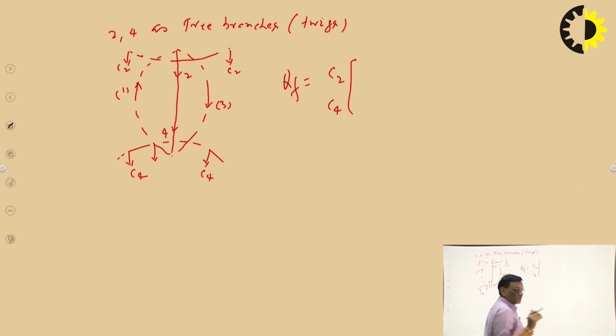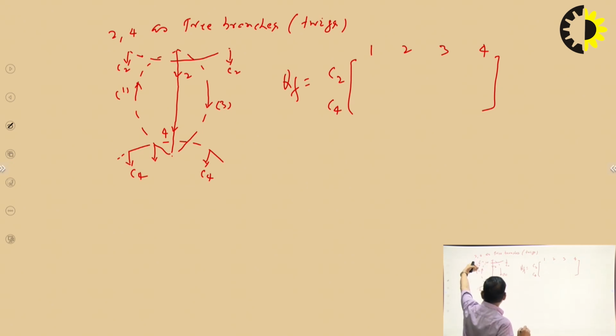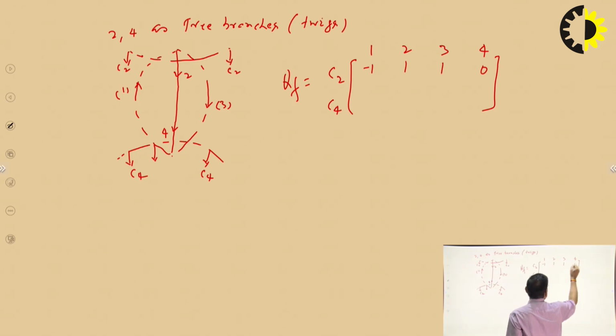The number of rows in a fundamental cut set matrix is equal to the number of fundamental cut sets. There are 2 fundamental cut sets, so 2 rows, and the number of columns will be equal to the number of branches. So there are 4 branches. Now C2. C2 is a combination of 1, 2 and 3, and we know that the orientation of 1 is just opposite to the orientation of 2. So it is -1, this is 1 and this is 1 and this is 0.